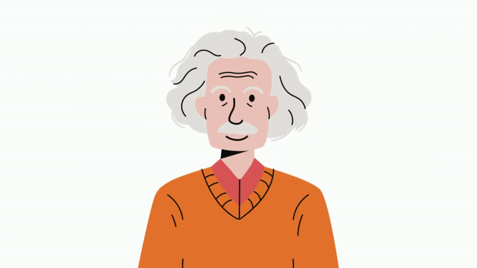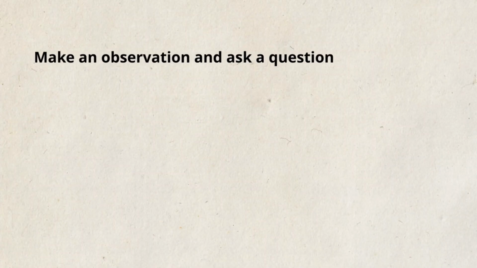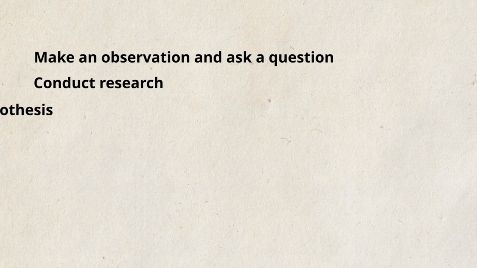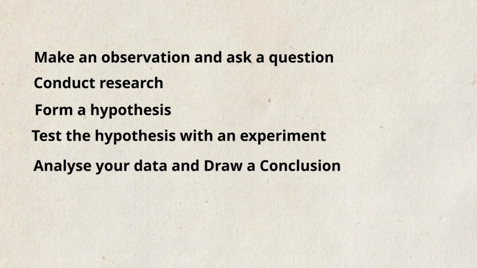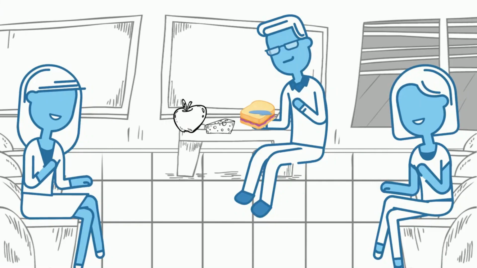The steps of the scientific method are as follows. Make an observation and ask a question. Conduct research. Form a hypothesis. Test the hypothesis with an experiment. Analyze your data and draw a conclusion. Communicate your results.